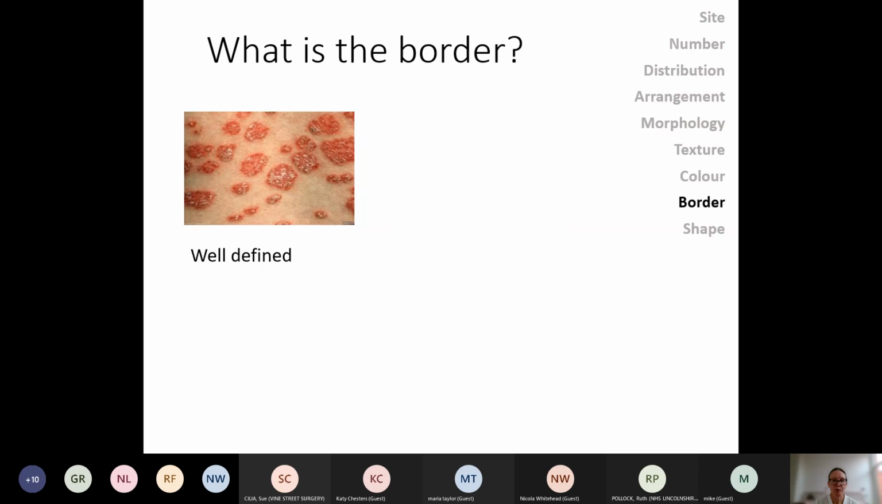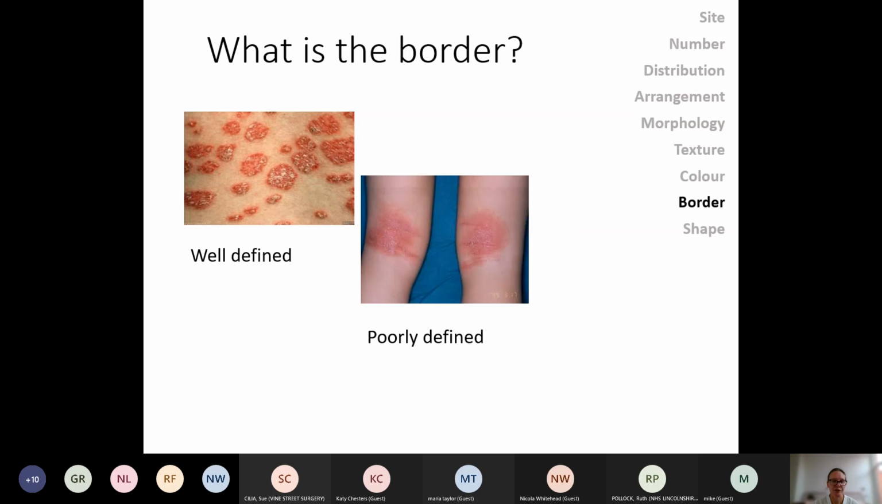And then we look at the border. So this is really important for diagnosing as well. You can see in this picture here that the border of these skin lesions is really clear. You could pick up a pen and draw really neatly what the edge was of all of those. And that's something that we tend to see in psoriasis. So if we're looking at skin problems and you could really clearly mark the edge of them, then that's a well-defined border. And that's a clue towards maybe psoriasis like this rash.